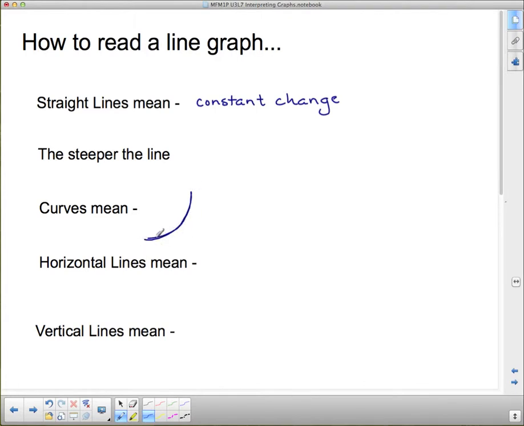So if you were talking about speed, you could go faster and faster and faster. So it shows acceleration. Or if it curves back the other way, you start off steep and then it gets less steep as you go along. So it shows deceleration. So curved lines mean changing change, or non-uniform change.